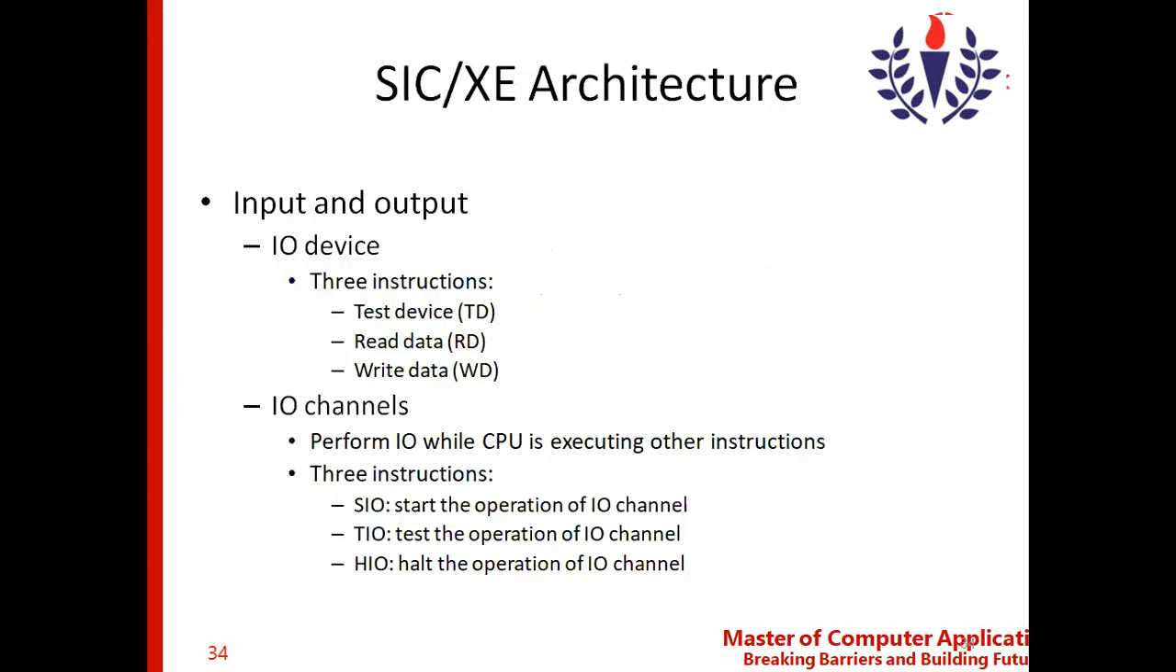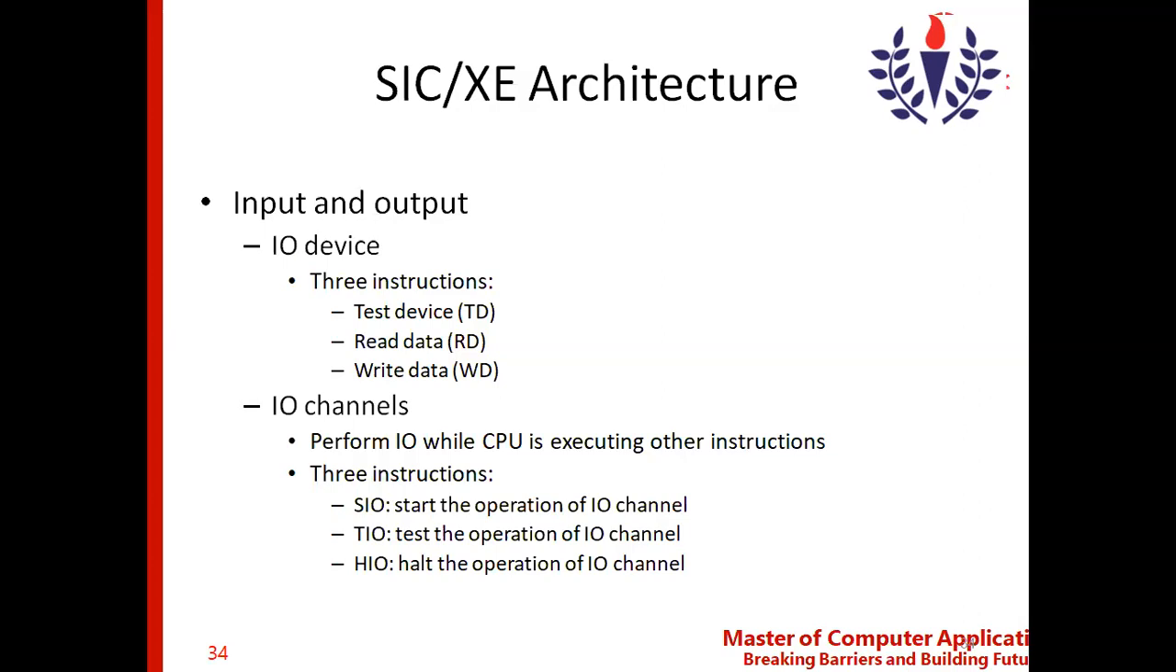Moving on to the input and output operation. Herein, again similar to SIC, we use the three instructions TD, RD and WD. Apart from this, we have IO channels. While the CPU is executing the instructions, in order to perform IO, we can use the IO channels. For which we follow three instructions. One is SIO, that is used to start the operation of the IO channel, then TIO to test the operation, then HIO to halt or stop the operation of the IO channel.